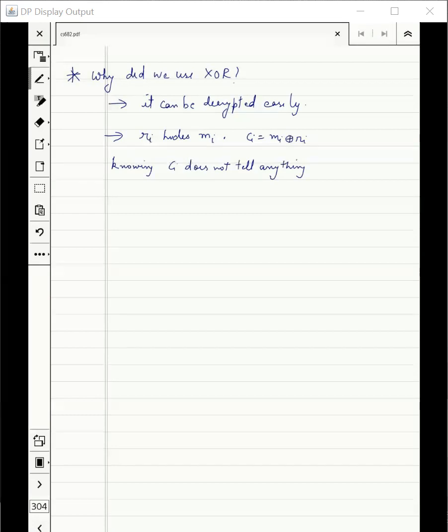So you can always guess MI with probability half. Knowing CI, this probability doesn't change. Still, even if you know CI, since RI is completely random, MI could be CI or not of CI. In that sense, XOR is a very good way to hide your message. If the adversary does not have RI, they will have no CI. And this is the simplest cryptography protocol.